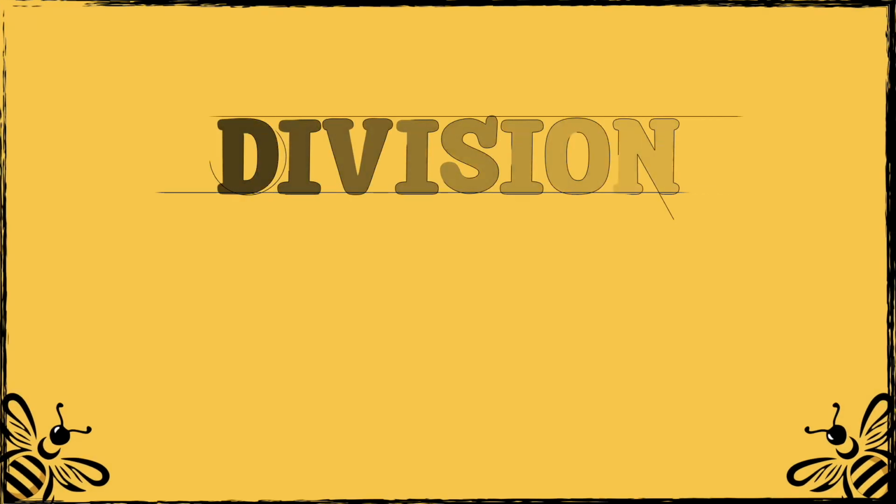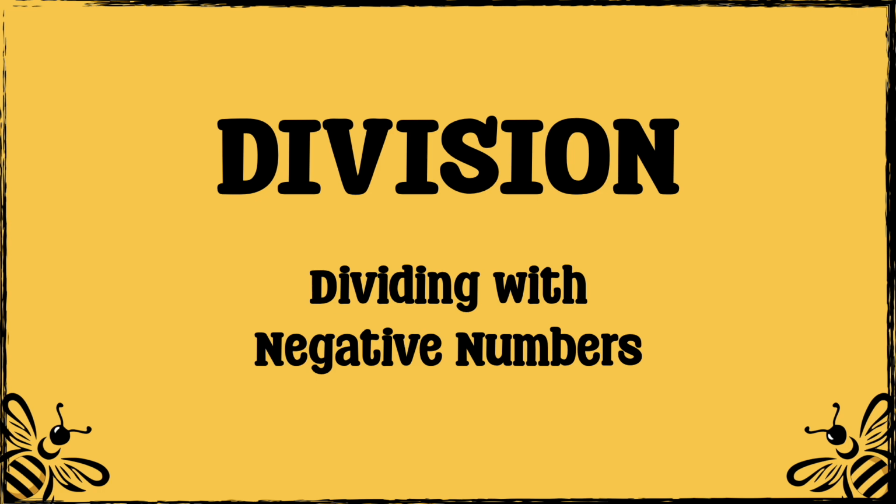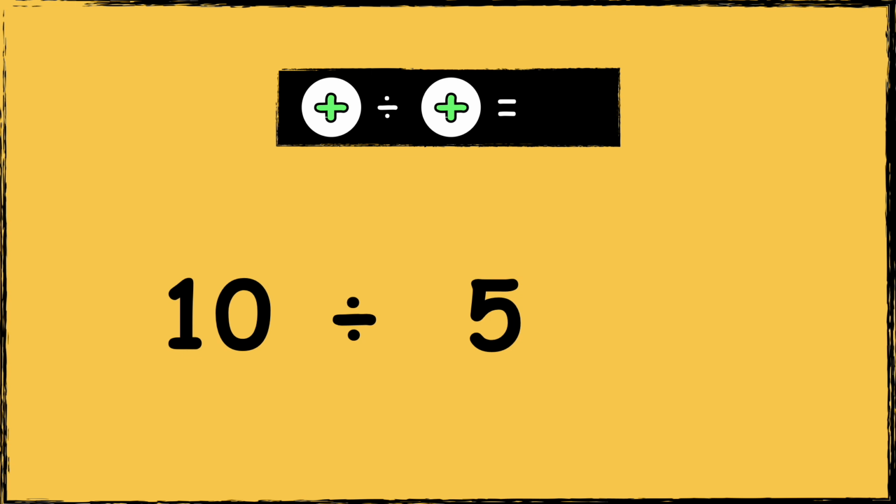In this video, we're going to be dividing with negative numbers. Let's start by dividing a positive number by a positive number. So let's look at 10 divided by 5. We know that 10 divided by 5 is 2. This is the same as saying positive 10 divided by positive 5 equals positive 2.